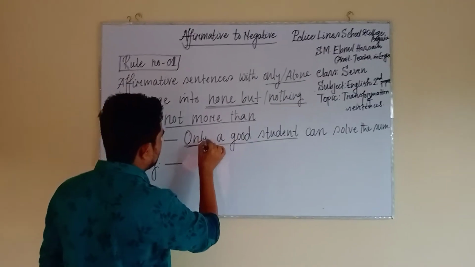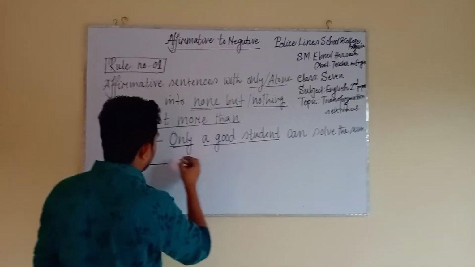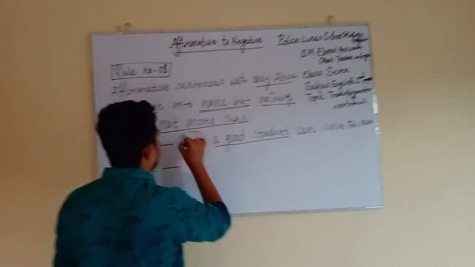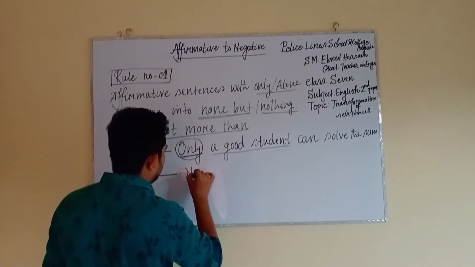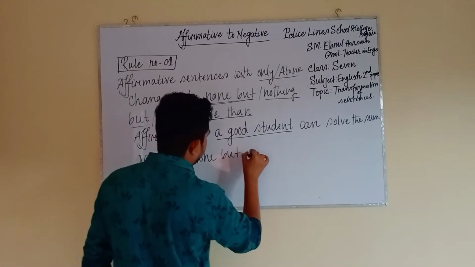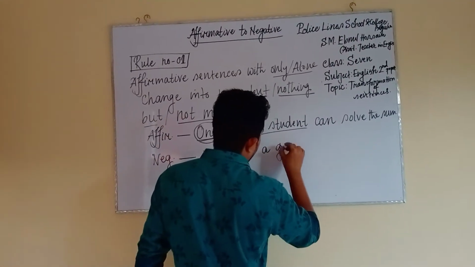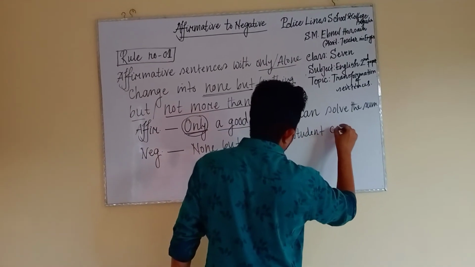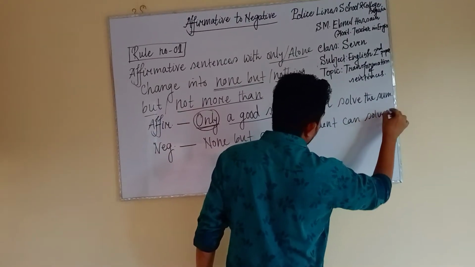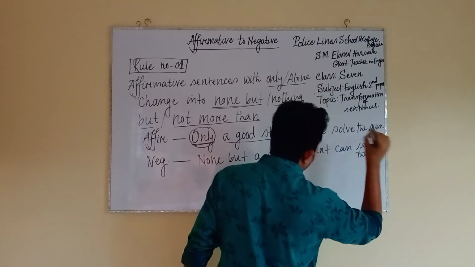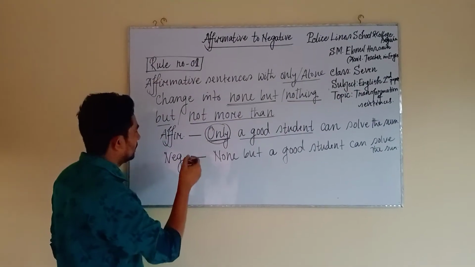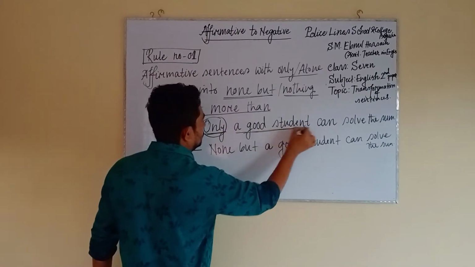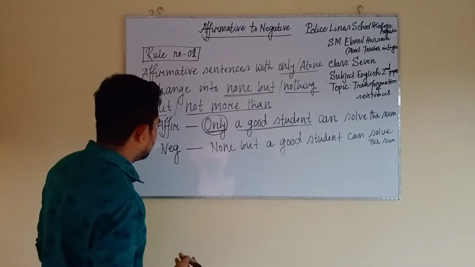Here, in case of only, in case of the person, a good student, we can change this word only into none but. That means, none but a good student can solve the sum. And we can say that this example is for the person. Now we are going to cite another example.